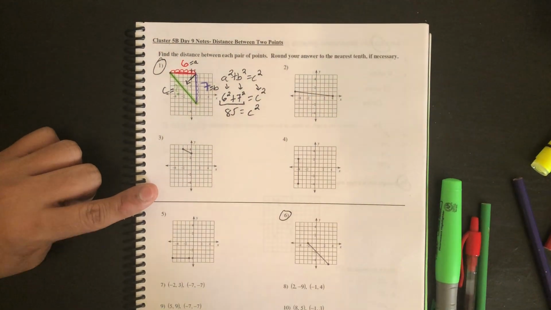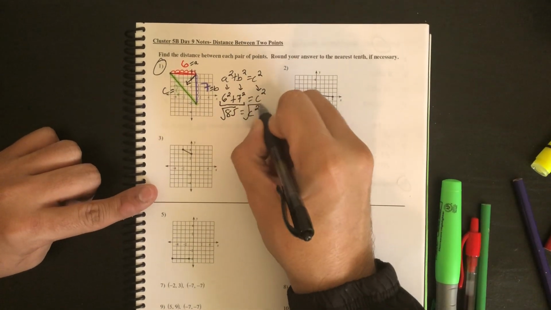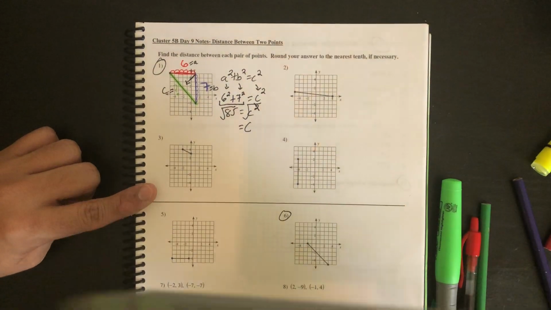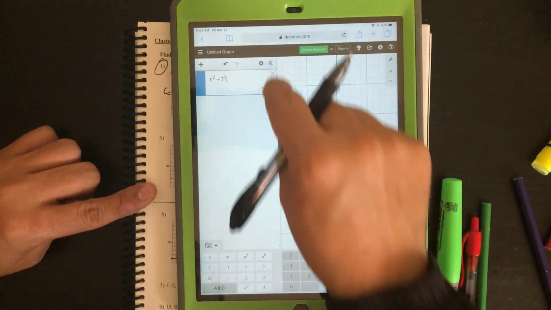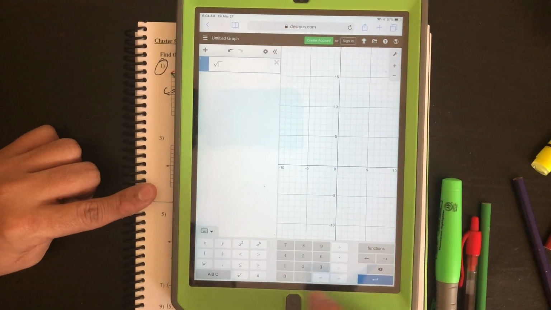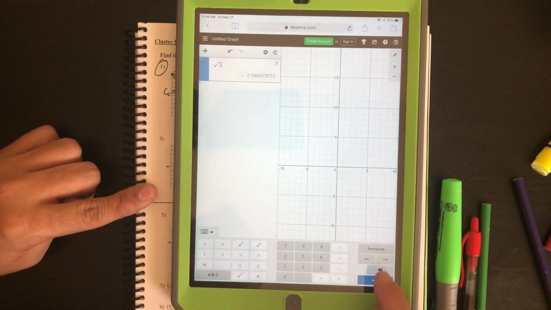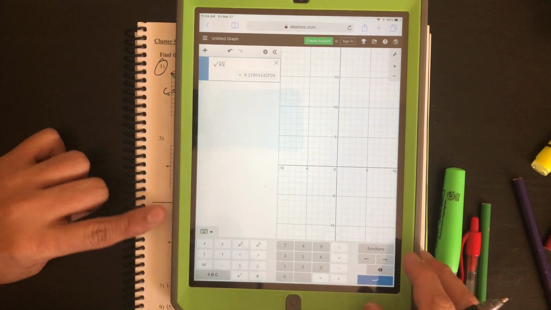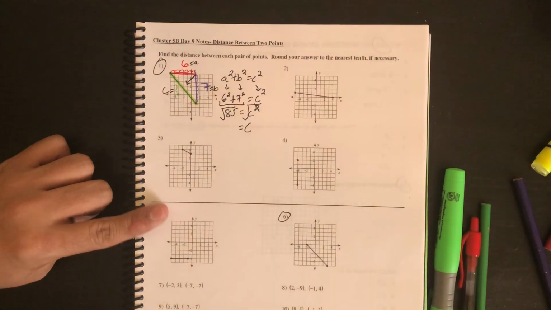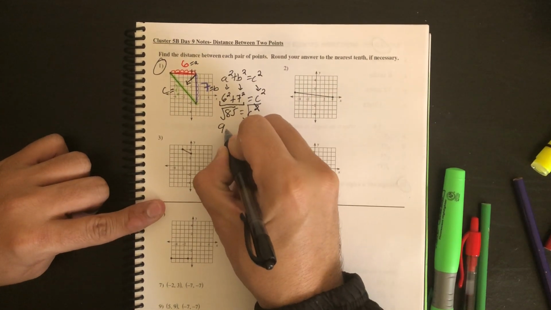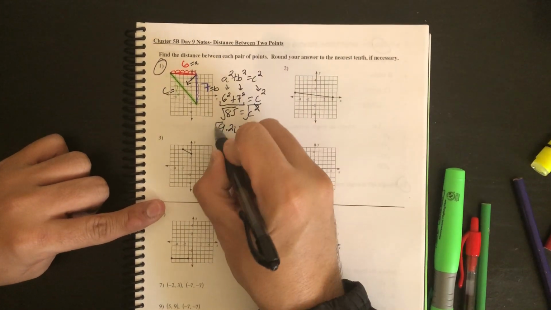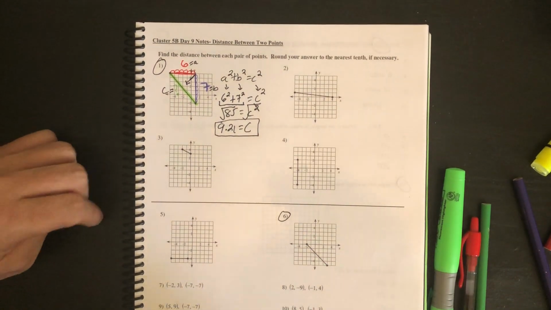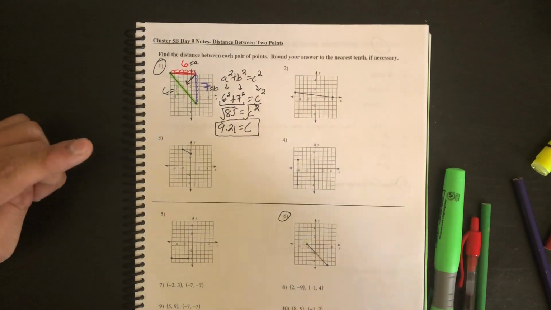Now the opposite of a square is the square root. So once again, let's head back to Desmos. The square root of 85 is 9.21. And it's okay if you want to round it to 9.22, as long as you have a 9.2 something.